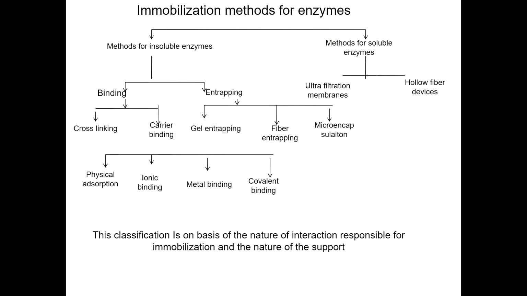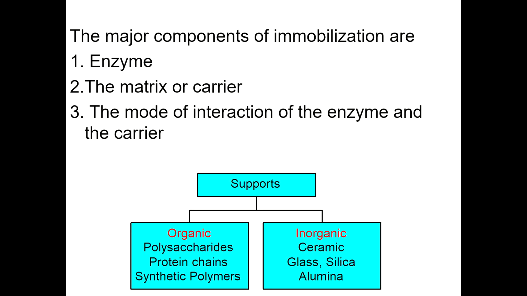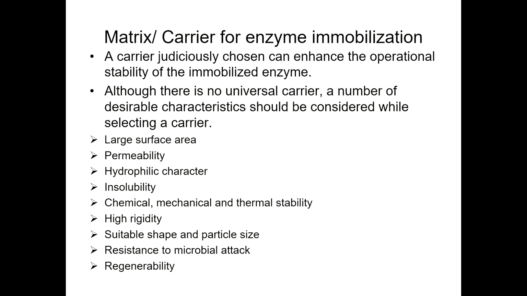This classification is on the basis of the nature of interaction responsible for the immobilization and the nature of the support. What type of support can we use? The major components of immobilization require the enzyme firstly, then the matrix or carrier, and third, the mode of interaction of enzyme and the carrier. The support can be produced using organic or inorganic components. In organic components we can use polysaccharides, protein chains, synthetic polymers, and inorganic ceramic, glass, silica, alumina we can use.